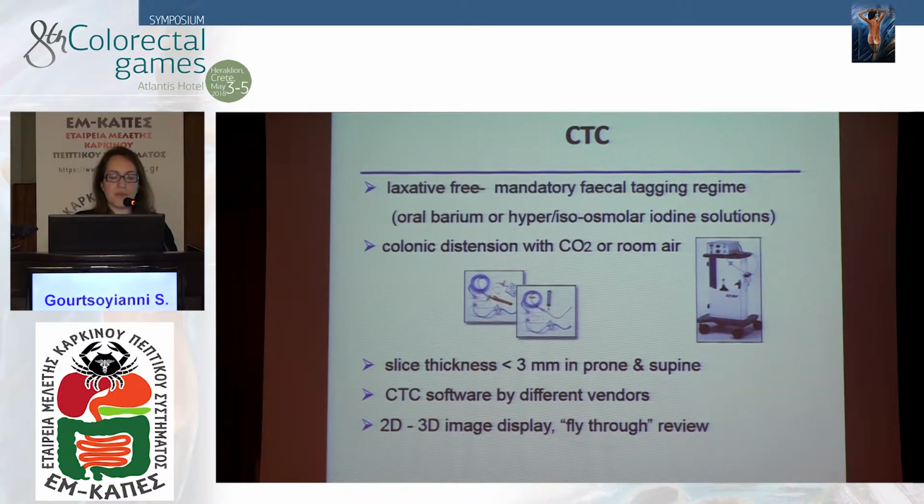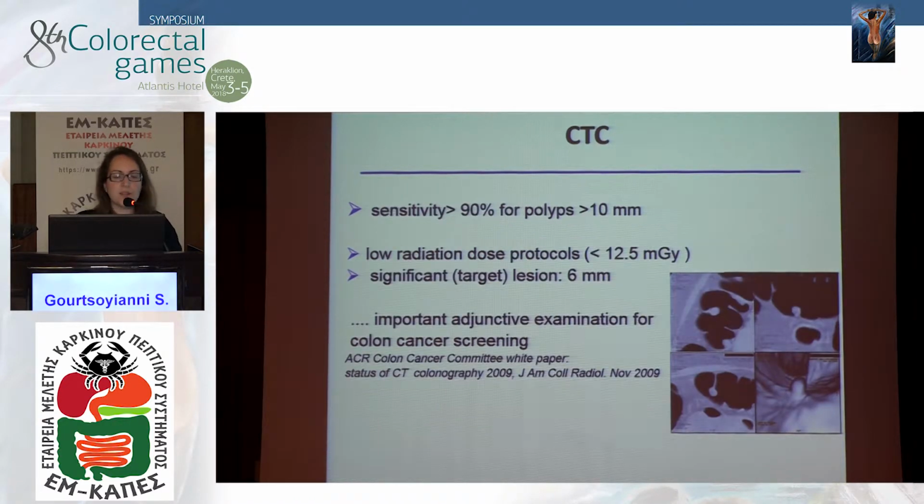There are different CTC software used by different vendors, and as radiologists we tend to look at the colon either on a 2D or a 3D image display or both, and there is also the possibility of the fly-through review. Now, the sensitivity for polyps that have a diameter greater than 1 centimeter with CTC is more than 90%. The protocols that we use have a very low radiation dose, and the significant target lesion that radiologists should be aiming to look for is a polyp that has a diameter higher than 6 millimeters.